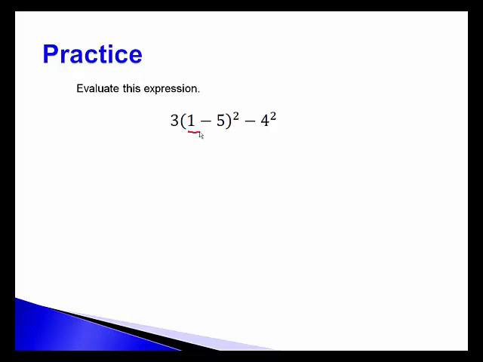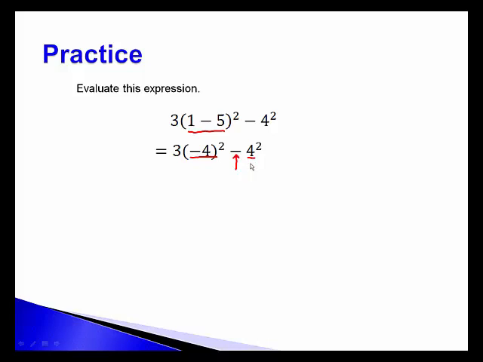So what we will need to look at is this right here. When we do that step first, we end up with 3 times a negative 4 squared minus 4 squared. Our next step would be to deal with the exponents. So let's look at those. The first thing I have is a negative 4 squared right here, and then over here I have a 4 squared. Please remember that this right here is a subtraction sign. It is not part of this number.